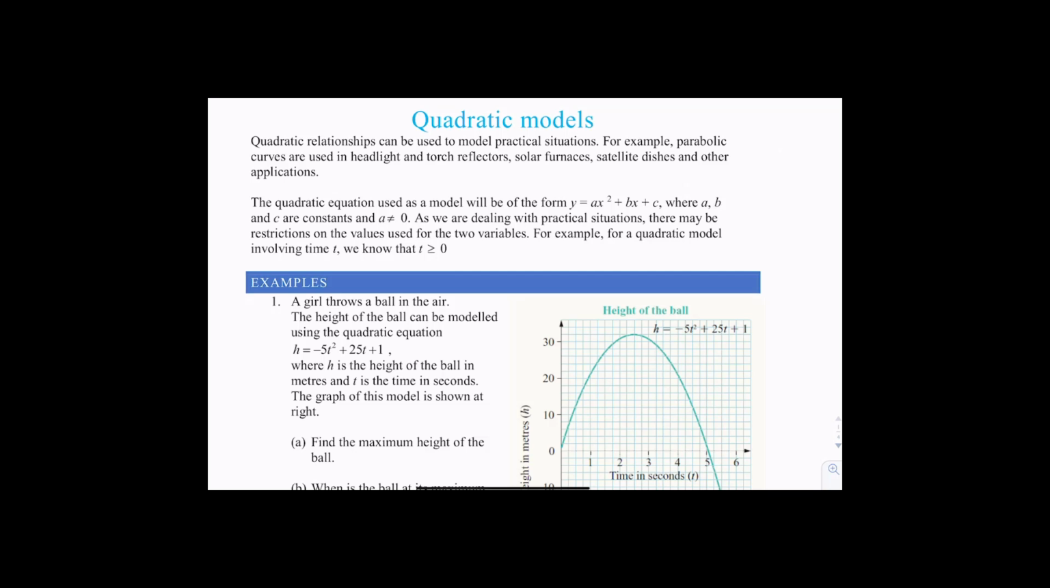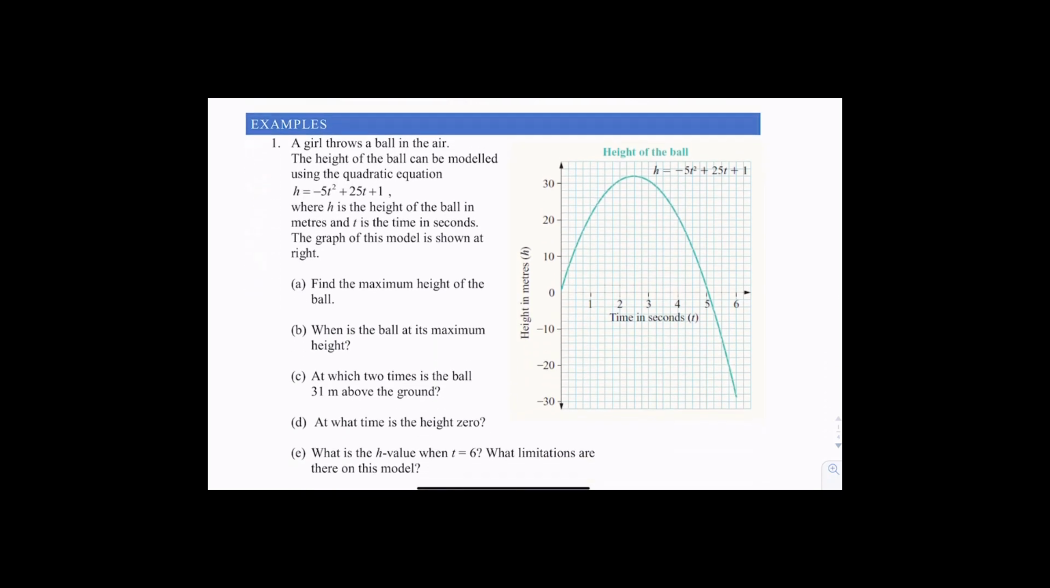Quadratic models, what we're going to be doing is looking at the parabola that we've just been looking at in real world situations. So the parabola is actually out there in the real world. You'll see it in headlights, in torches, solar furnaces, all the satellite dishes you see, and a few other things. So we're going to be looking at hopefully just the first quadrant because we're going to be looking at real world applications. So we're going to be looking at probably parts of parabolas. So let's have a look at our first example.